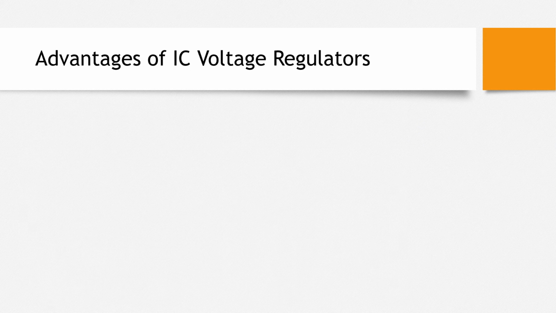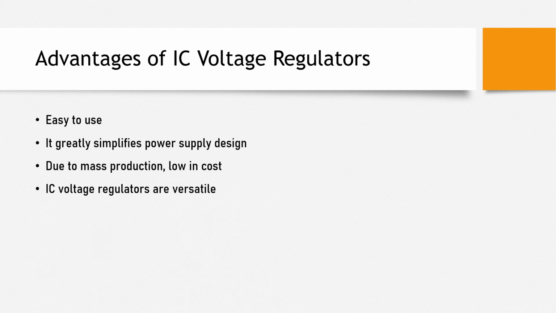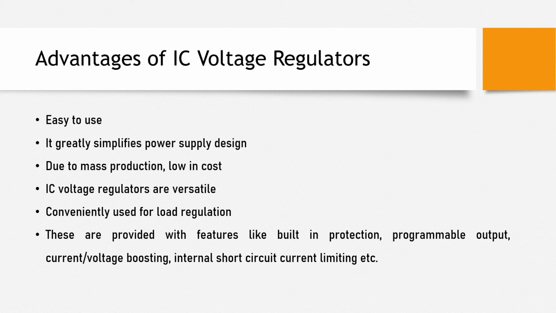What are the advantages of IC voltage regulators? First one, it is very easy to use since it is a small, compact device. It is very easy to handle. It greatly simplifies power supply design due to the mass production. The cost is very low. IC voltage regulators are versatile, conveniently used for load regulation. These are provided with features like built-in protection, programmable output, current or voltage boosting, internal short circuit current limiting, etc. So these are some of the advantages of IC voltage regulators.